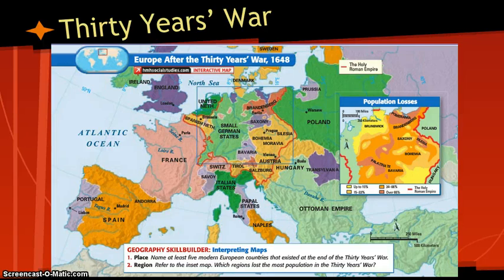Some areas that are kind of darker or reddish orange, over 66% of the population was destroyed or lost. And you can see in quite a few areas around Bohemia, Bavaria, even in Brandenburg and Silesia, those areas had extreme losses because of this war.